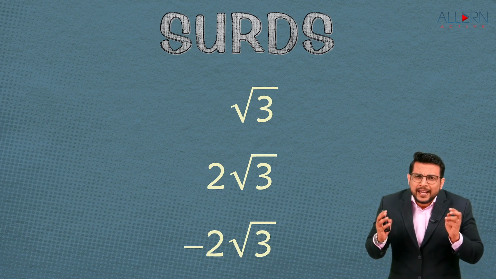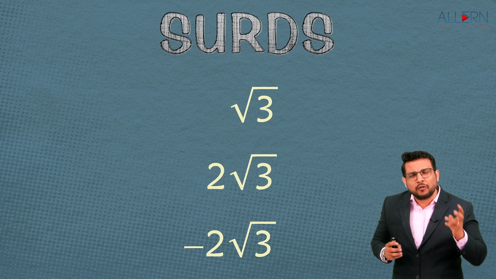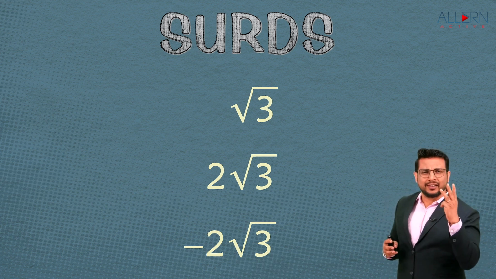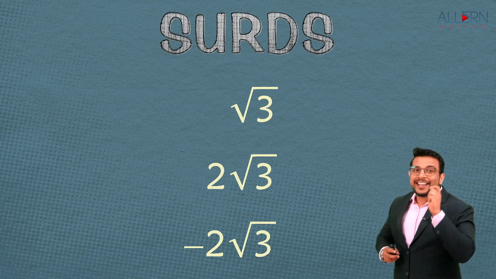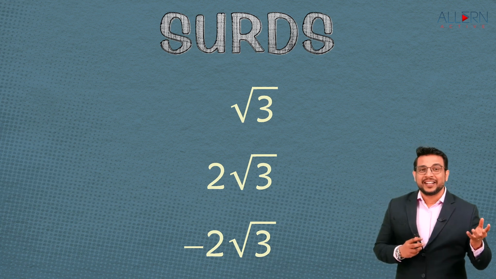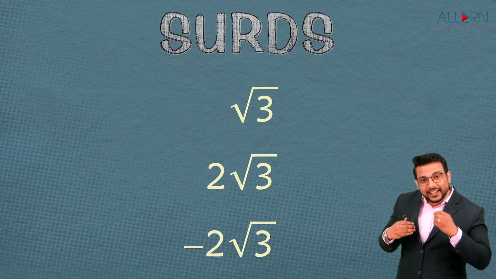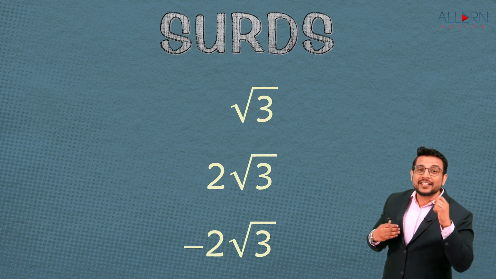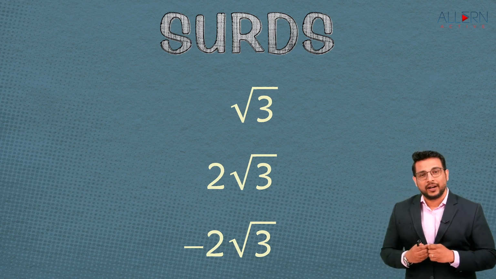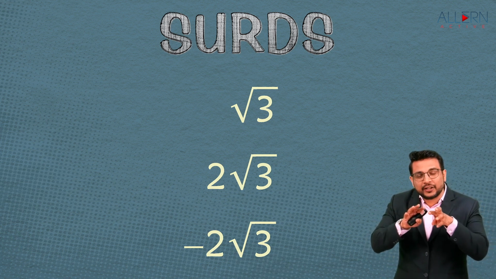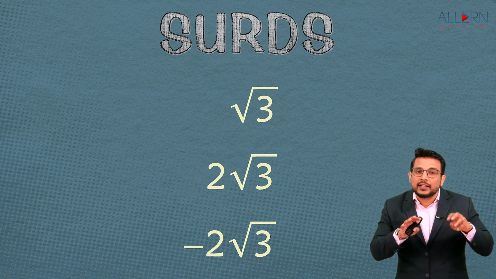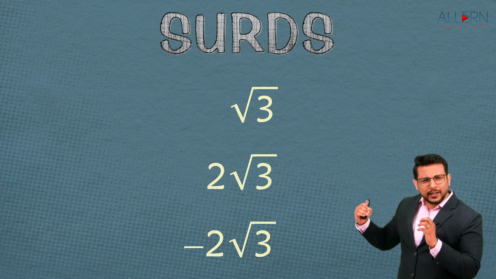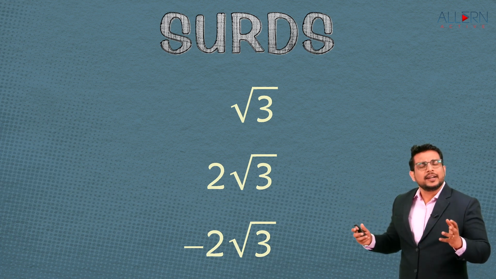Nth root of a, any expression given in the form of nth root of a is said to be a surd if it satisfies three conditions which we have learnt: the order n is a natural number greater than 1; the radicand a, that is the number written within the radical sign, is a rational number greater than 1; and the entire expression, nth root of a, is an irrational number. So based on that, we know that root 3, 2 root 3 and minus 2 root 3 are surds.